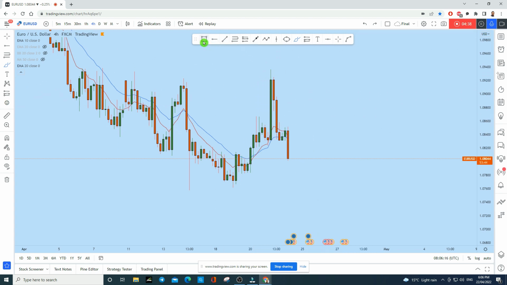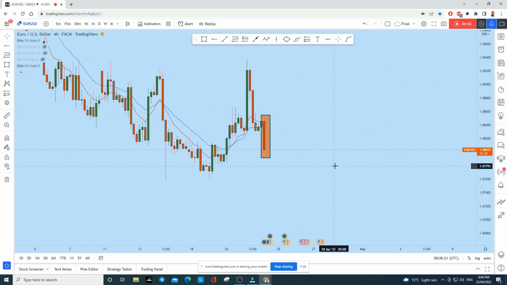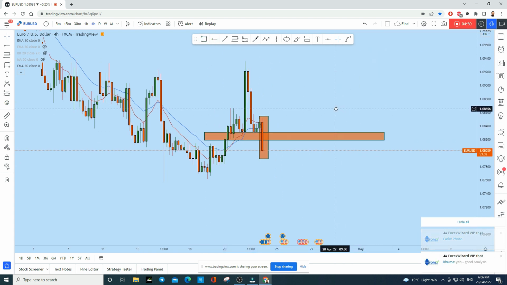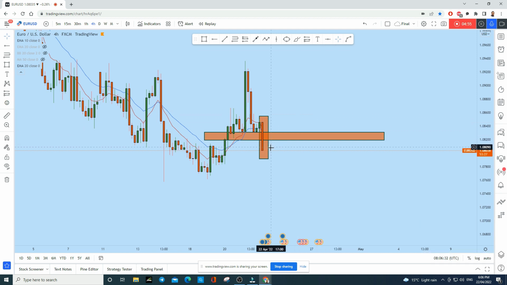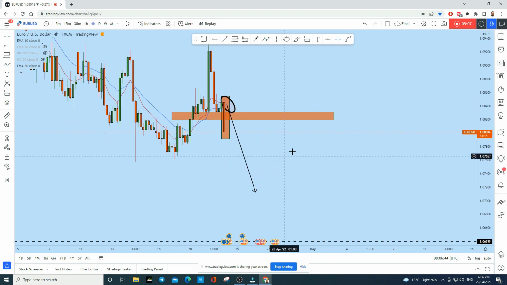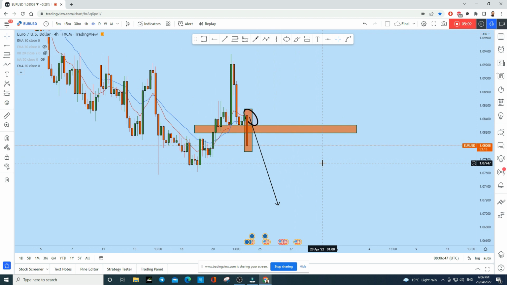What we will be doing with our VIP members and students is wait to close this 4-hour candle, and based on how this candle is closing, we will place a pending order along this zone, so that our trade triggers if this one closes as a bearish engulfer. Then we'll consider trading to the short side. That means selling euro dollar from along this zone to the downside to take at least 1 to 2 risk to reward ratio for this move to the downside.